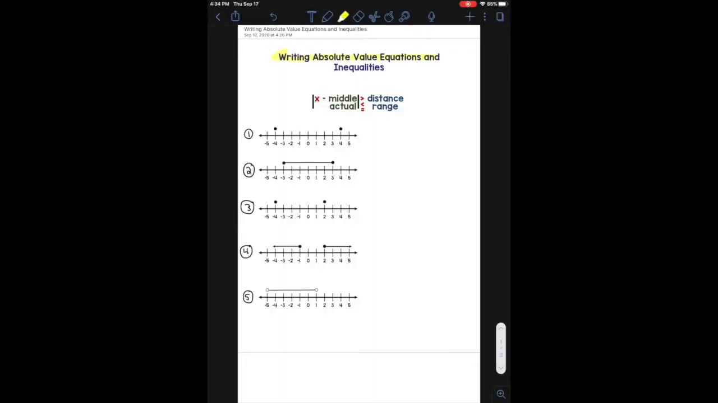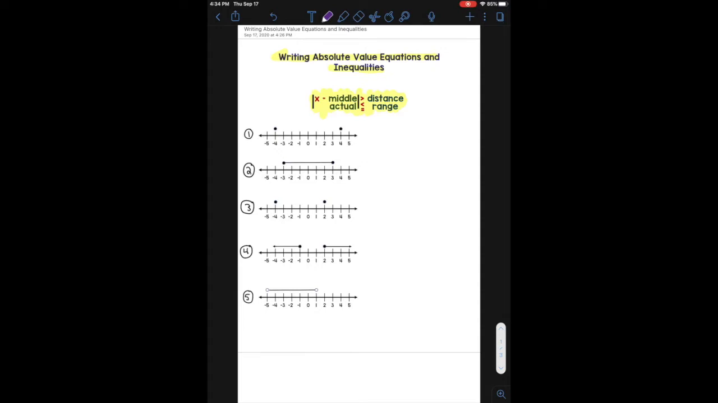Guys, today's lesson is writing absolute value equations and inequalities given a graph. And this first sheet is going to then help us solve absolute value equations and inequalities word problems. Down below the title here, I have a little model to help us out writing these inequalities or these equations in absolute value form.